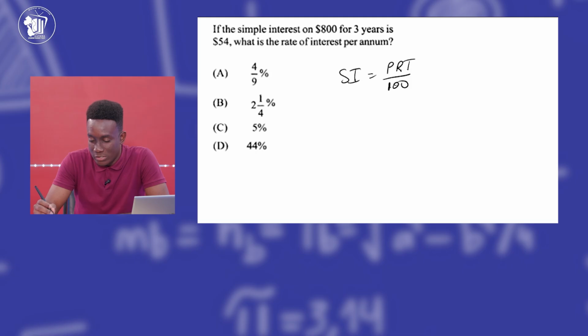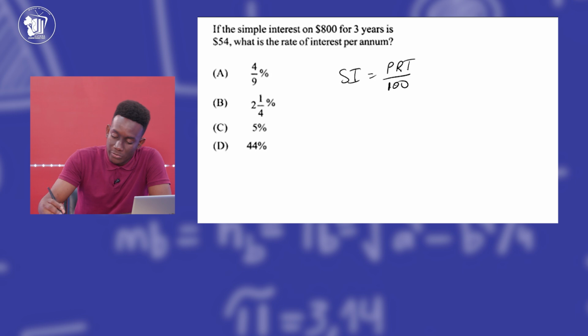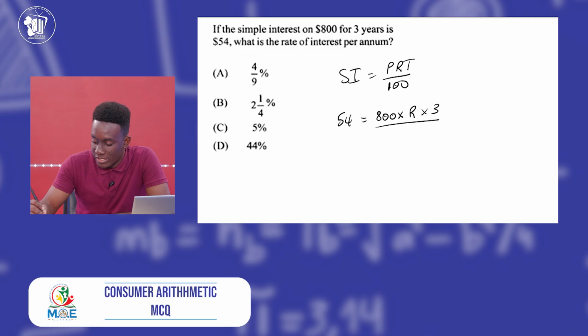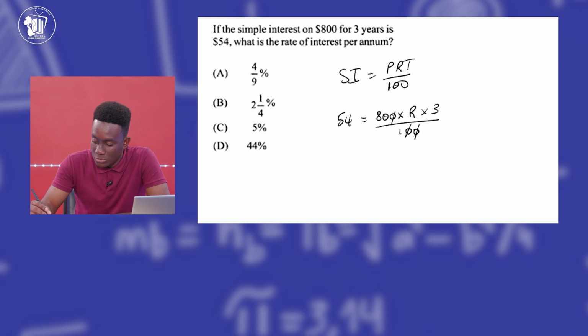So we know simple interest on $800 for 3 years is $54, so we know simple interest would be 54. We know the principal, the money invested, would be 800 multiplied by the rate, that's what we want to find, multiplied by the time, which is 3 years, all divided by 100. So we can do this 0 go with that 0, this 0 go with that 0. 8 times 3 is 24, so it's 24 multiplied by R, which is 24 R, is equal to 54. So R would be equal to 54 divided by 24.